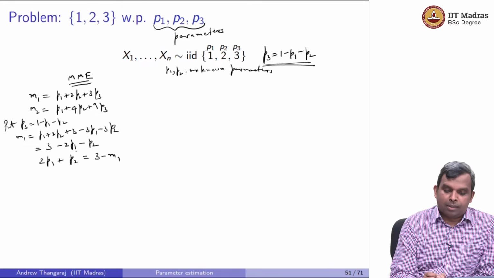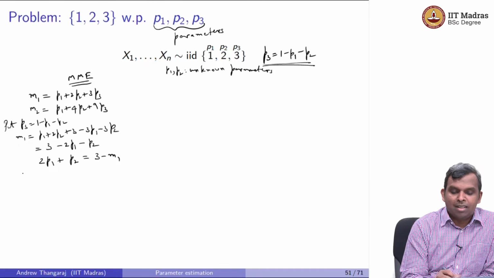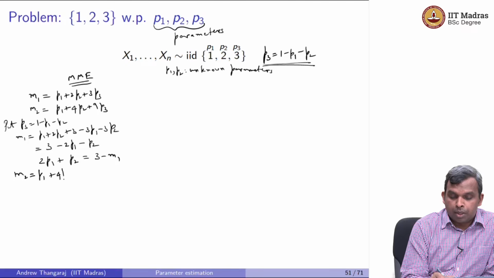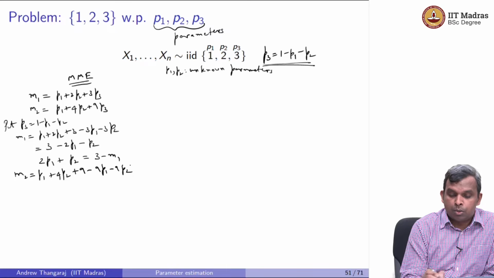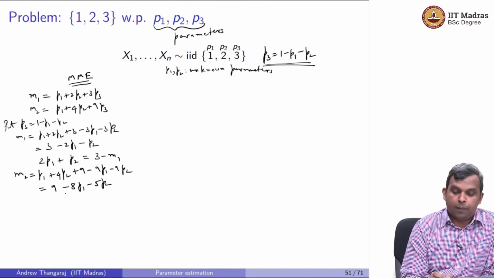I hope this seems easy enough. Instead of P3, I put 1 minus P1 minus P2, so I got 3 minus 3P1 minus 3P2. So that's 3 minus 2P1 minus P2, and so 2P1 plus P2 is this. The next equation is M2 equals P1 plus 4P2 plus 9 minus 9P1 minus 9P2. That's the same as 9 minus 8P1 minus 5P2. I think this is okay.